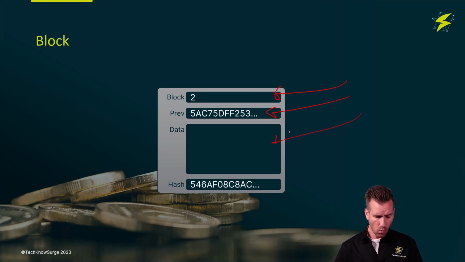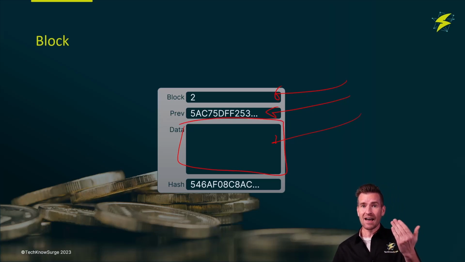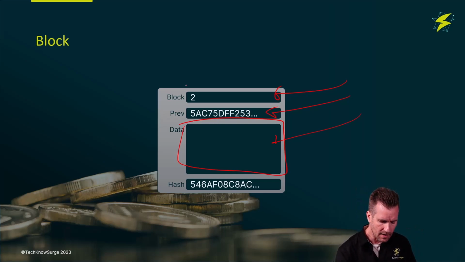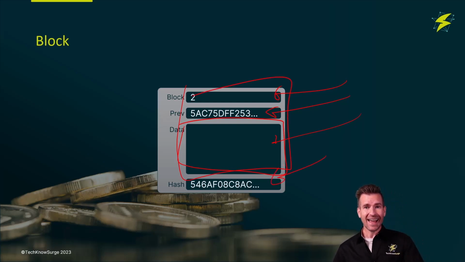What type of data? Well, the data that we put in here is whatever you want to keep a record of. So we're going to have whatever data that we want to put into that. And then all of this information gets compiled into that hash. It gets put into the algorithm to create a unique fingerprint for that set of data.